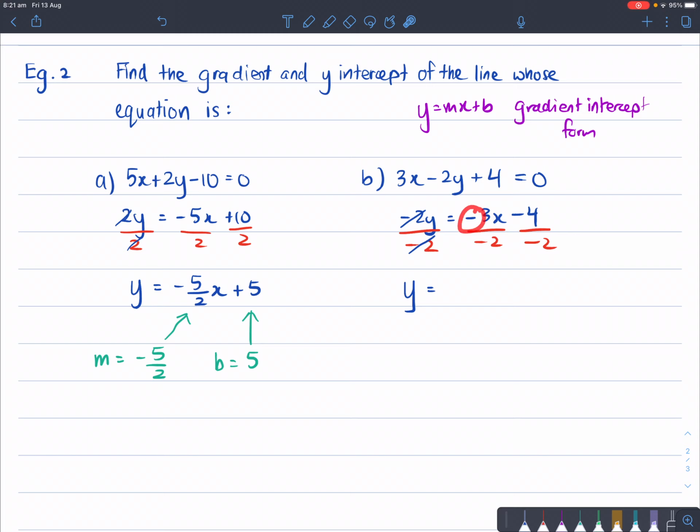But a negative divided by a negative gives you a positive. So we're going to write down 3x over 2, or we can write down 3 over 2 and an x right beside it. Negative 4 divided by negative 2 will be a positive 2. So now we have this in gradient intercept form, which is y equals mx plus b. And now we can find out what our gradient is, which is the number 3 over 2, the number before the x. And our y-intercept here is b equals 2.